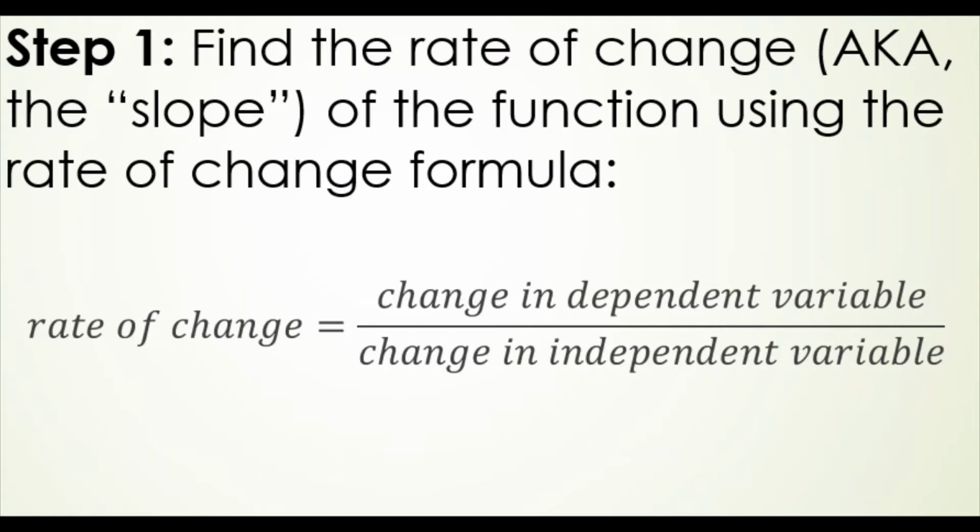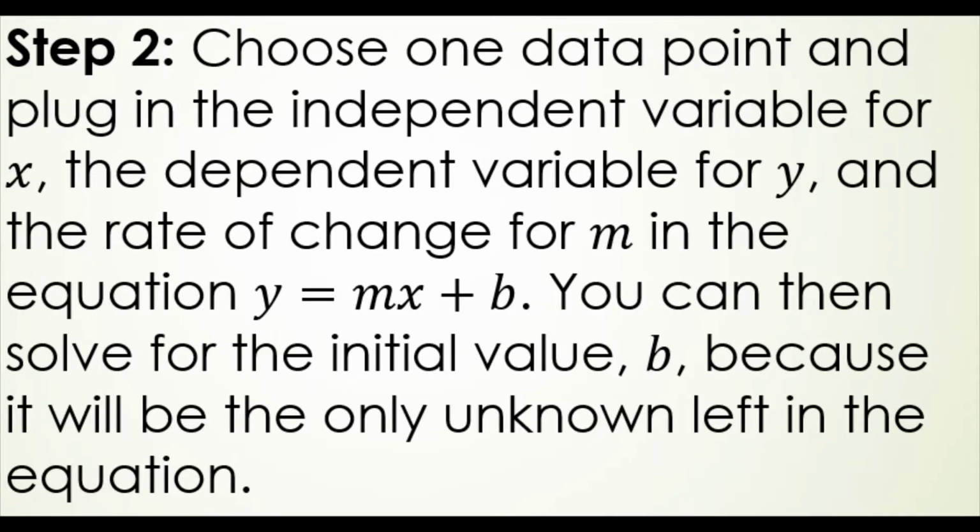Once we've found that rate of change, then step 2 is to choose one data point, it doesn't matter which one, and plug in the independent variable for x, the dependent variable for y, and the rate of change that we found in step 1 for m in the equation y equals mx plus b. You can then solve for the initial value b because it will be the only unknown left in the equation.